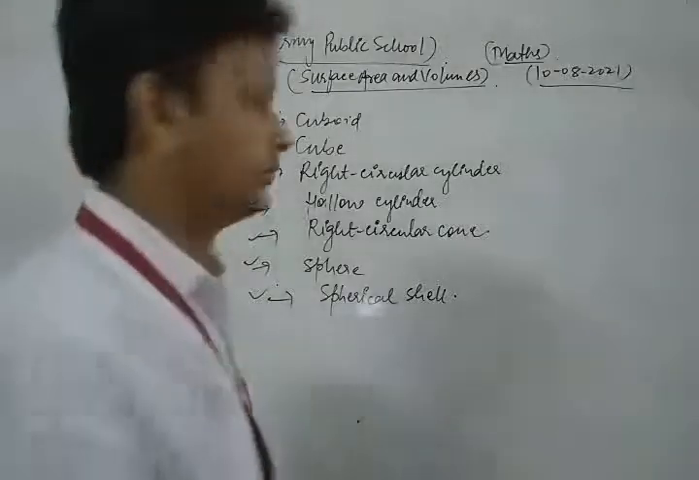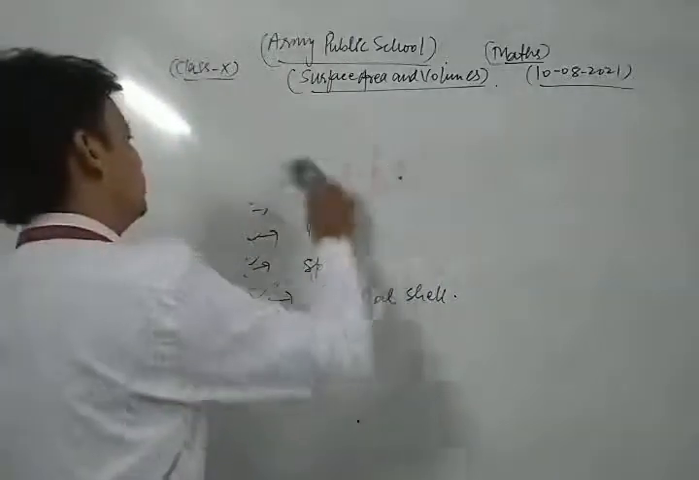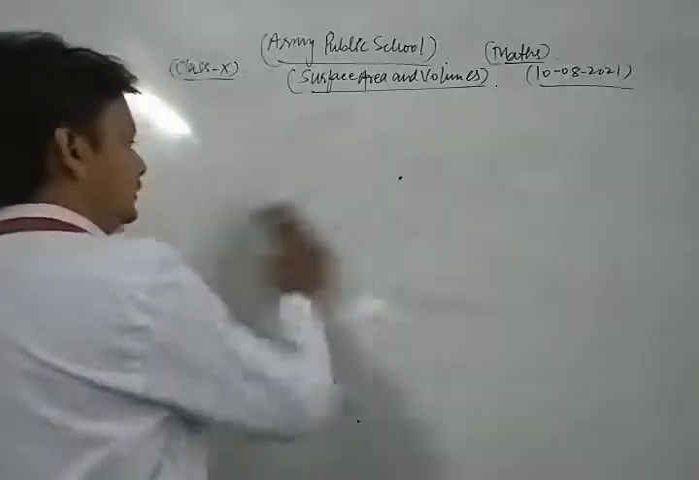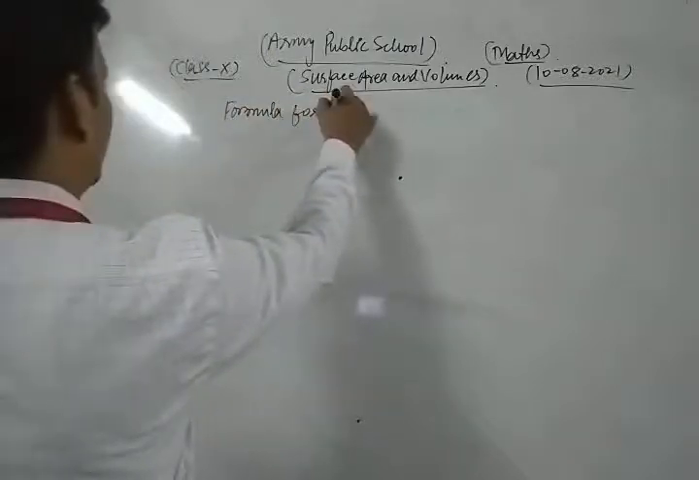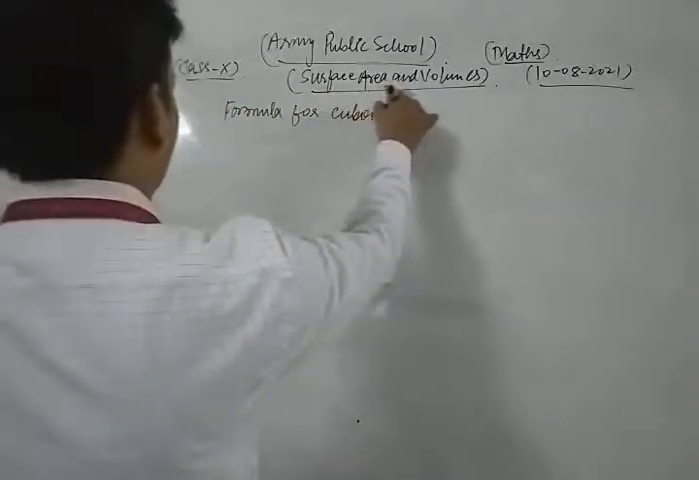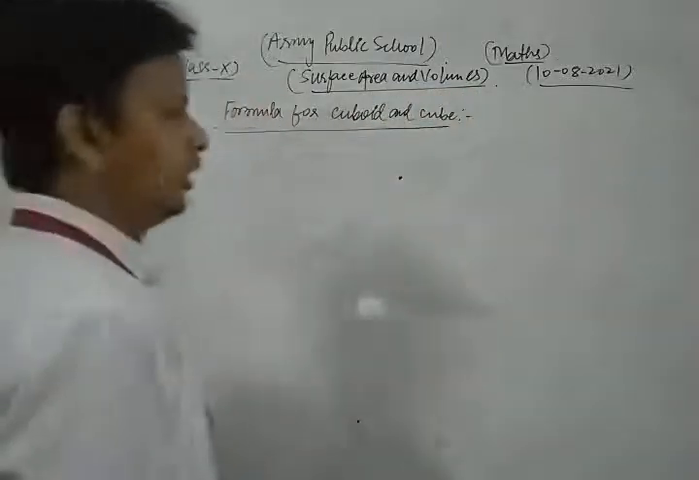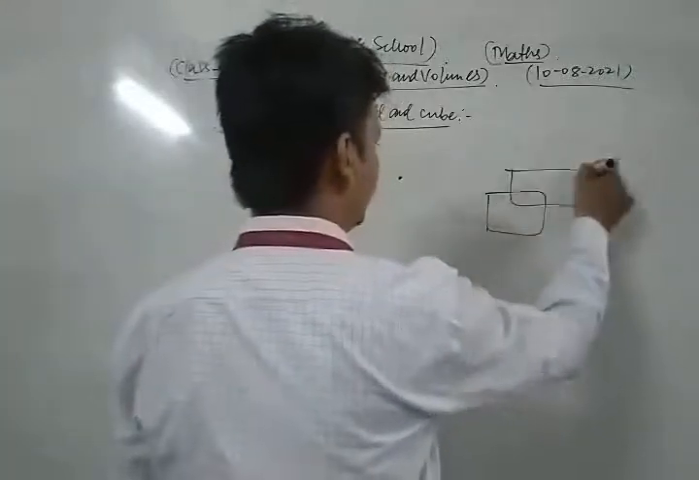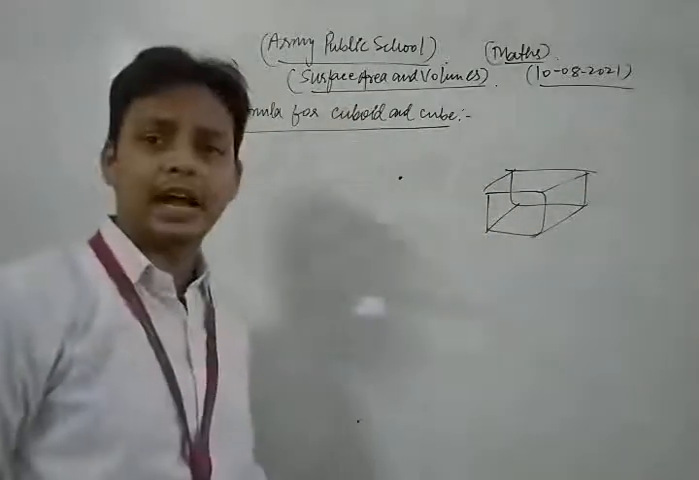Now look. First of all, we discuss the formula of cuboid and cube. Cuboid is what? A rectangular shaped figure having length, breadth and height is known as a cuboid.